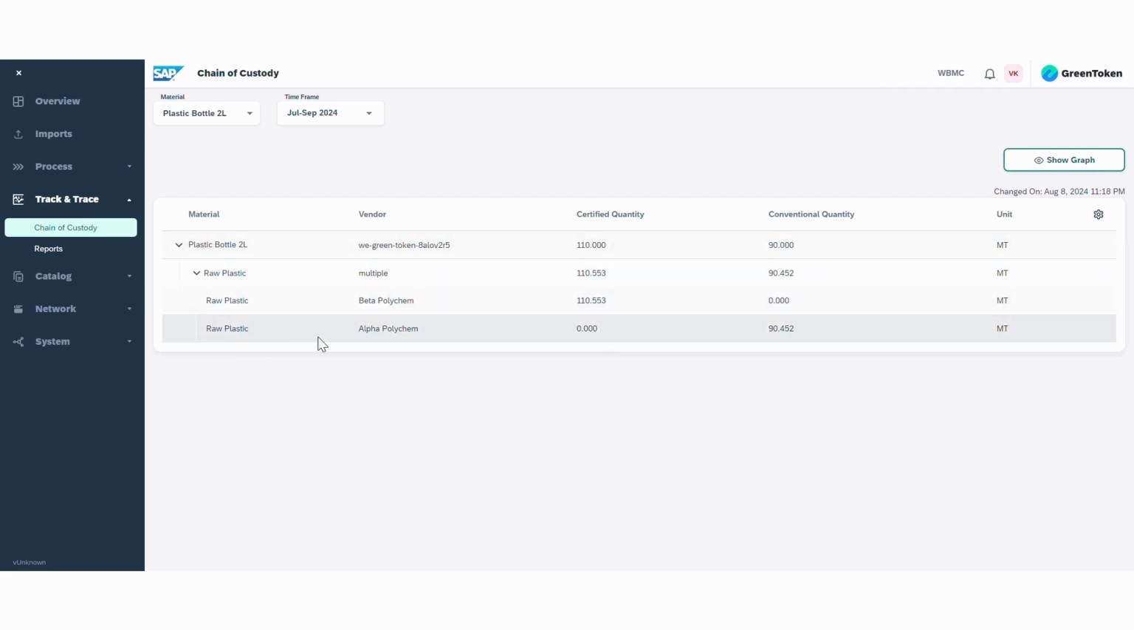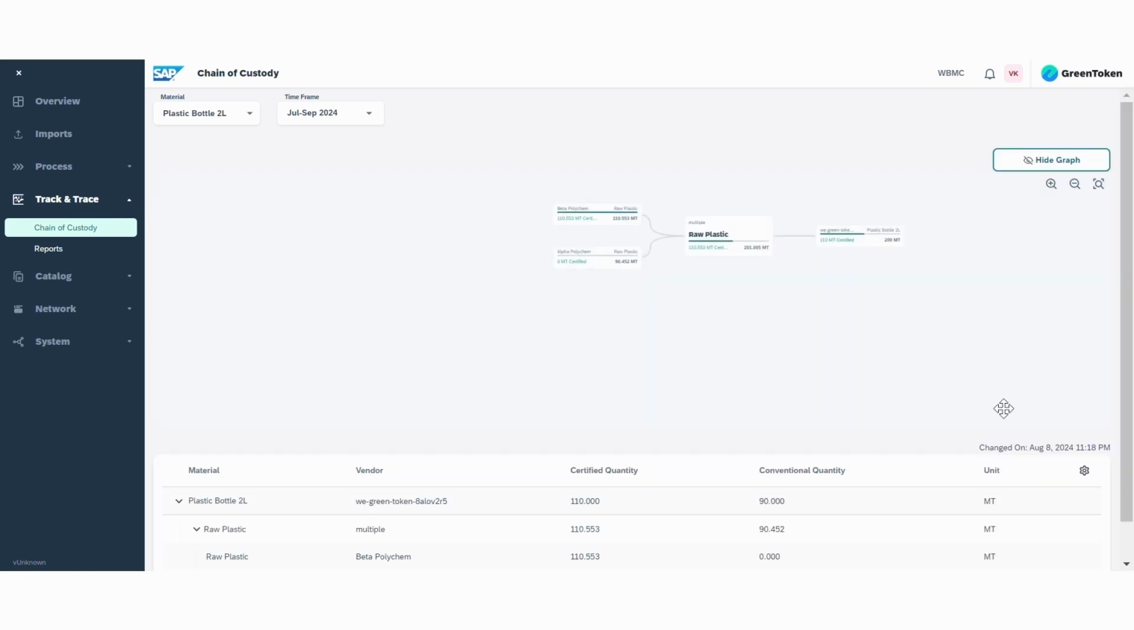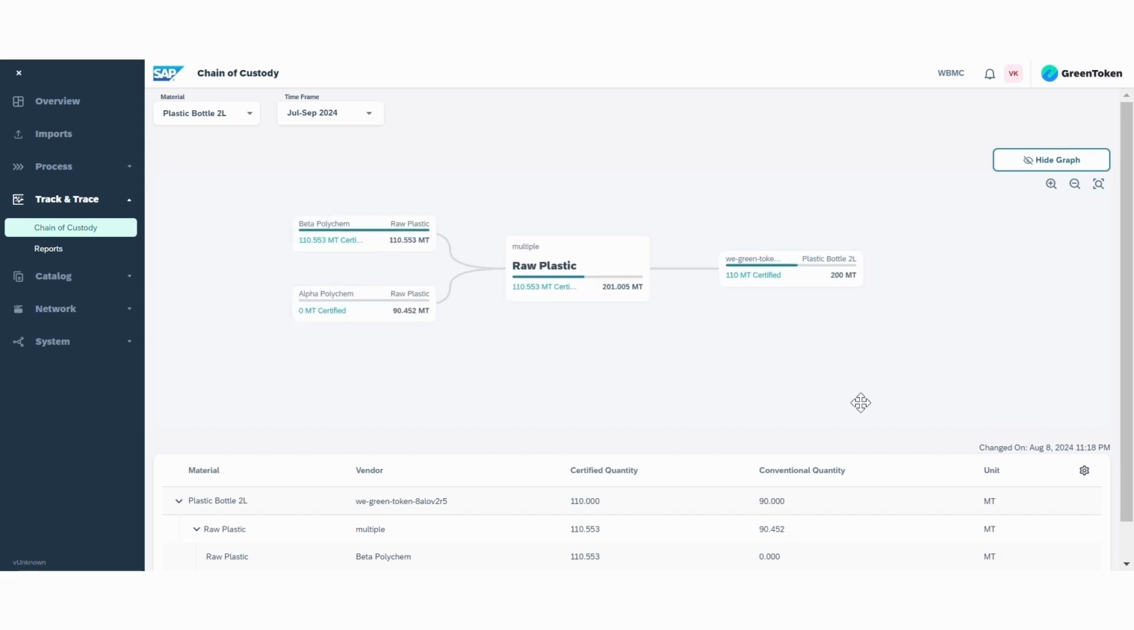And if we drill down further, we get the vendor level information to see from which vendor we got the certified quantity and from which vendor we got the conventional quantity. This could also be the same vendor providing a mix of both. If we click on the show graph button, we see a visual representation of this flow, which is quite easy to interpret.